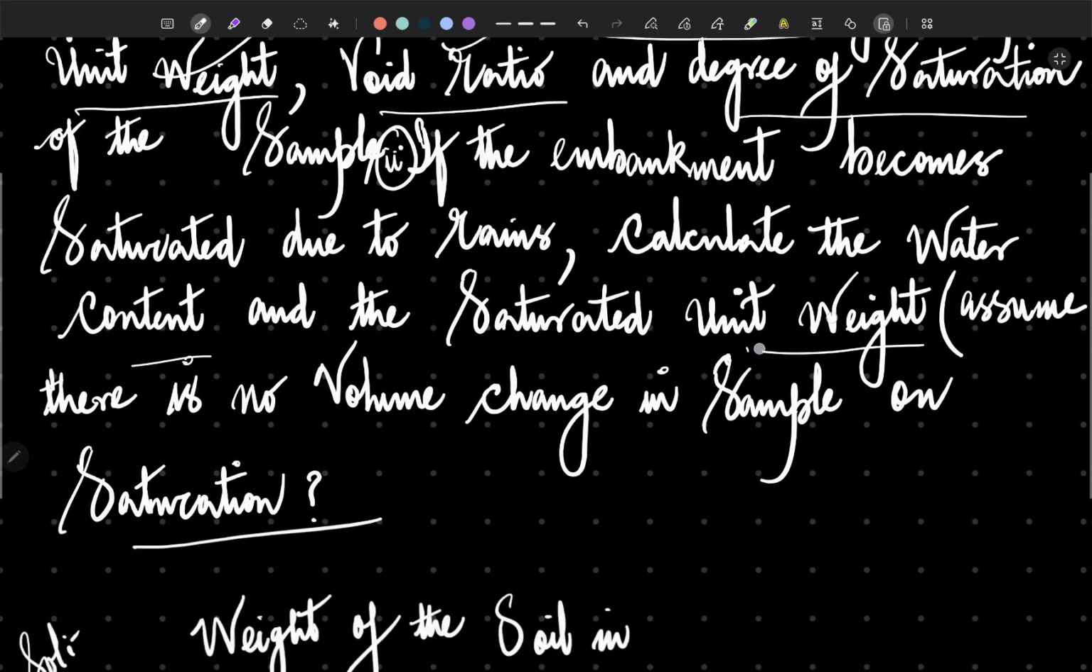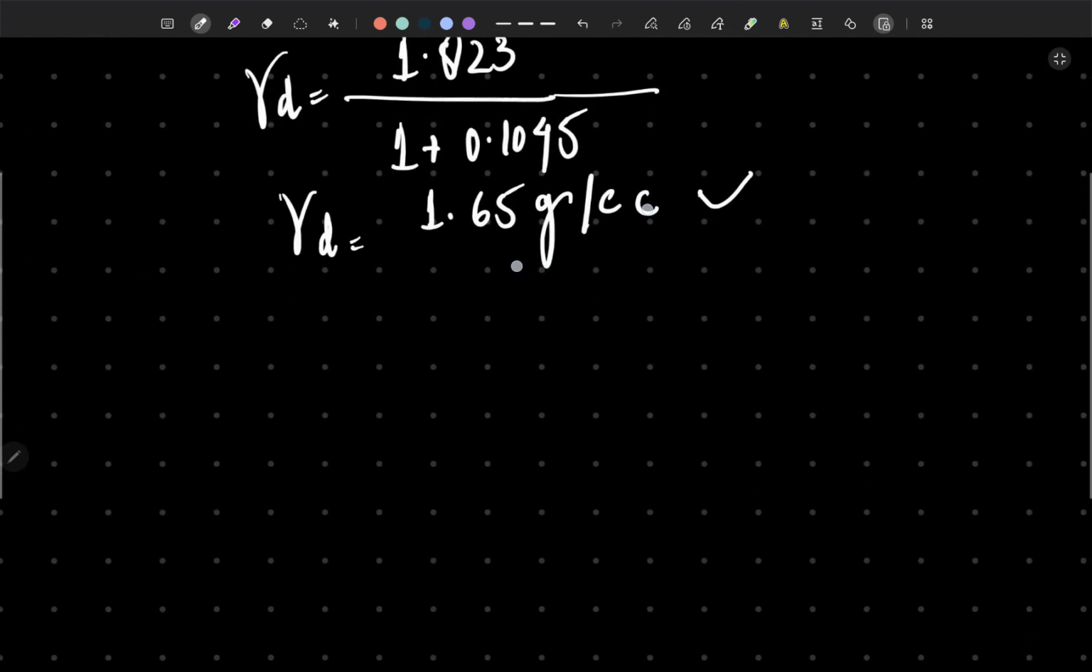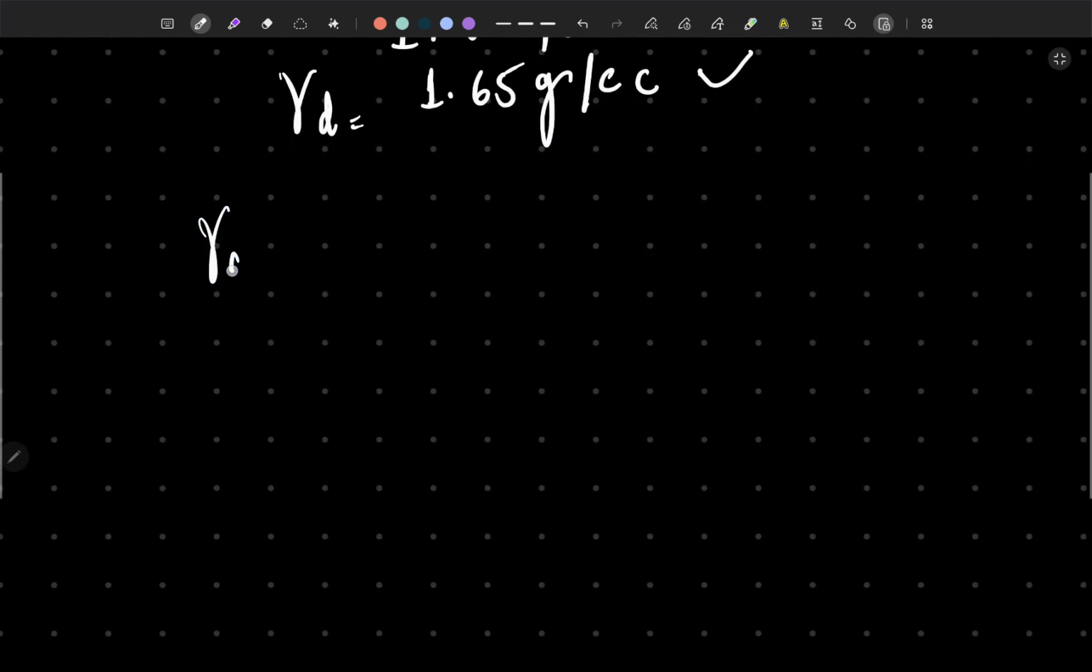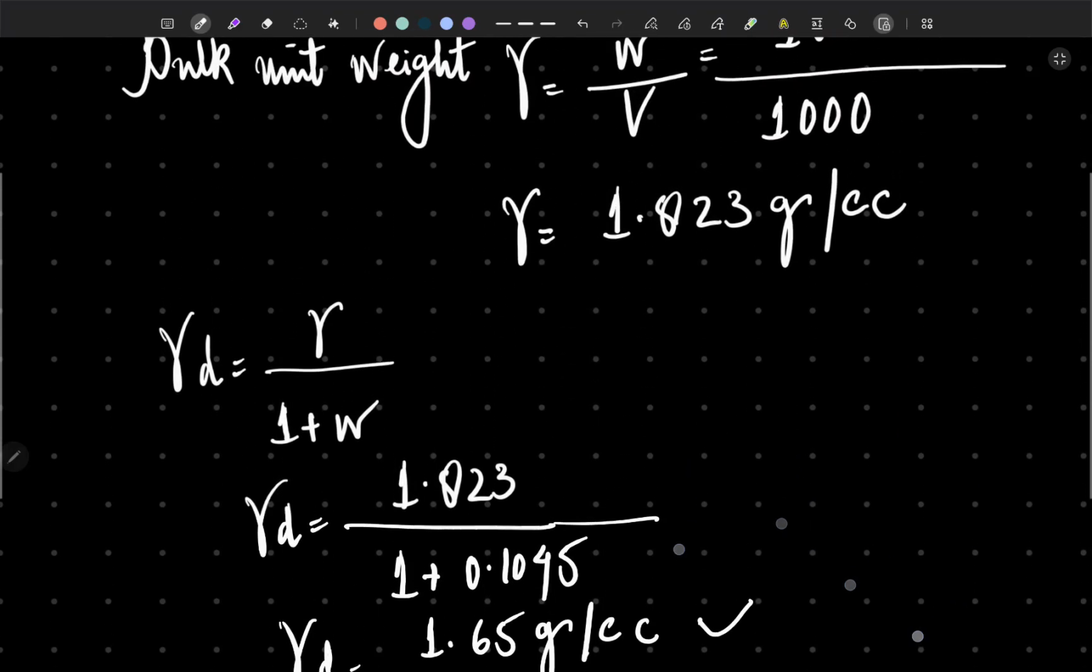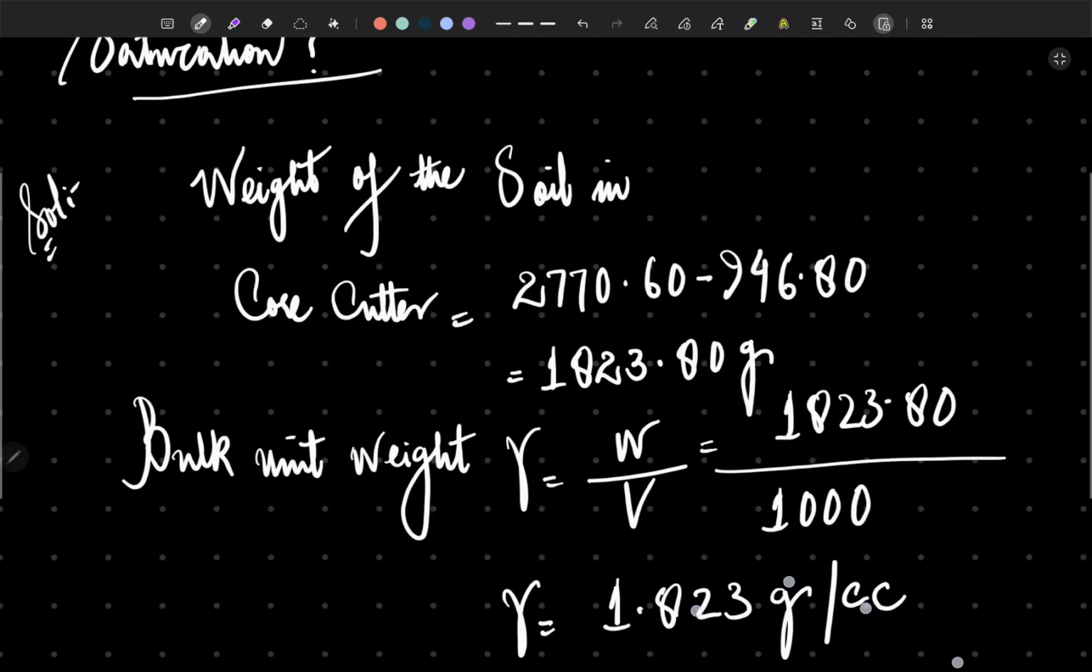Next, I have calculated the bulk unit weight and the dry unit weight, and I have to find the void ratio. I'll be using the alternate equation for the dry unit weight to calculate the void ratio. Dry unit weight is equal to G rho w divided by 1 plus e. So dry unit weight is 1.65, specific gravity 2.65, density of water 1 gram per cc, and the void ratio is what we need to find.